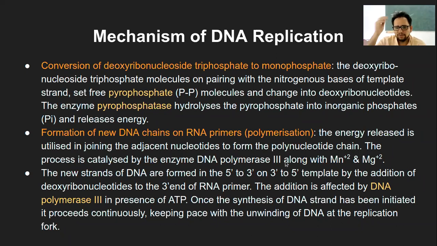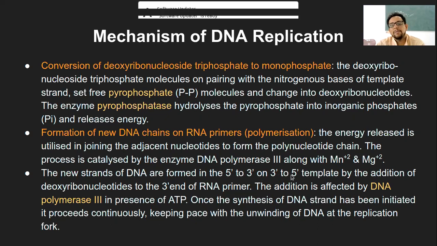So addition of the nucleotide to the new strand as well as the formation of the sugar phosphate backbone happens with the help of DNA polymerase 3, and this specifically requires manganese and magnesium ions for this DNA polymerase to function, because they act as a catalyst for this enzyme, that is DNA polymerase 3. So the new strands of DNA are formed in 5' to 3' direction on a 3' to 5' template, right?